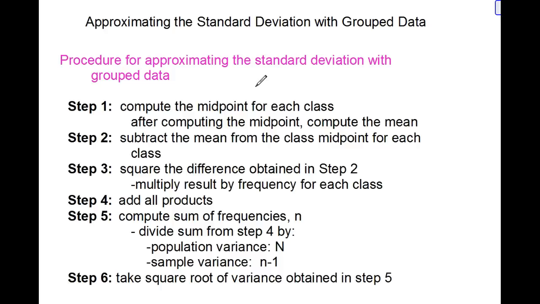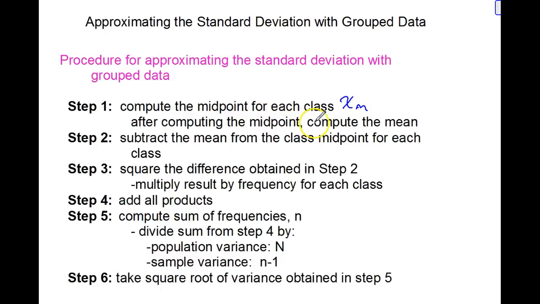or grouped data. So the first thing to do is to compute the midpoint of each class. And when we're talking about the midpoint, recall that that is x sub m. So x sub m just means the midpoint, and we calculate that by taking the lower class limit plus the lower class limit of the next class and dividing it by 2.